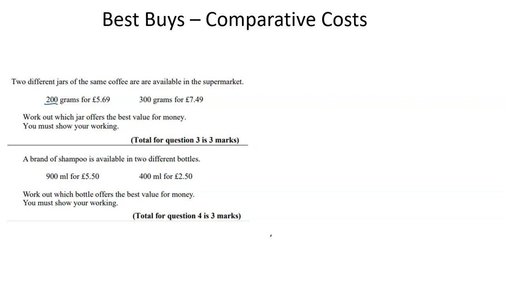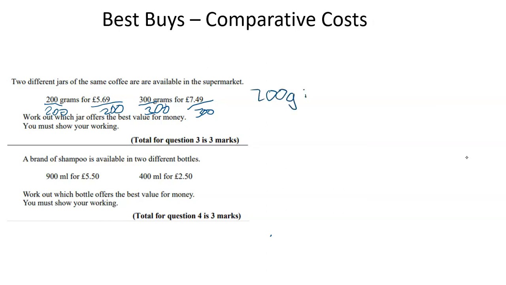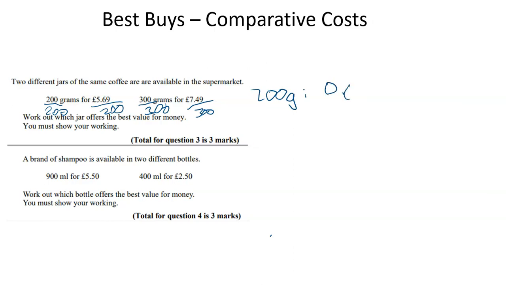If you think about this, if you divide that by itself, 200, you get 1, so just divide that by 200. Divide that by 300, you get 1. And if we do that, we can get a calculator on the job. We can say 5.69 divided by the 200 grams is a very small amount. So the 200 gram packet is going to give us 0.02845. And that's in pounds, per gram.